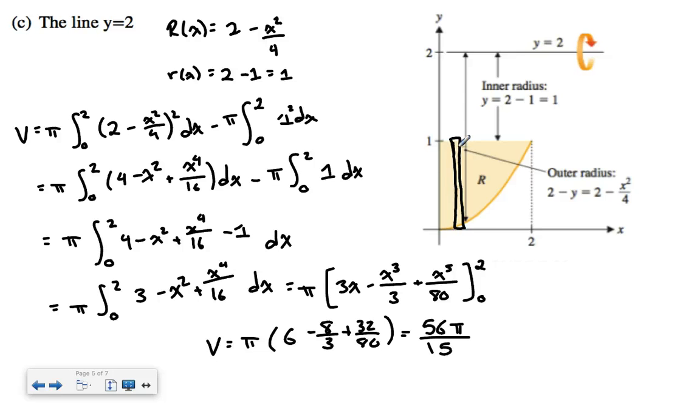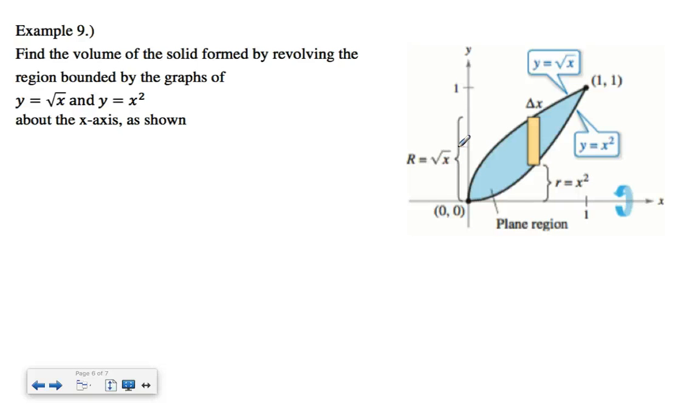Let's try another one. Okay, so now we have a washer, but the washer is going to be formed between two curves. We're going to find the volume of the solid formed by revolving the region bounded by the graphs y equals the square root of x and y equals x squared about the x-axis. Okay, so I have my big R of x, which will represent my outer radius, and my little r of x, which will represent my inner radius.